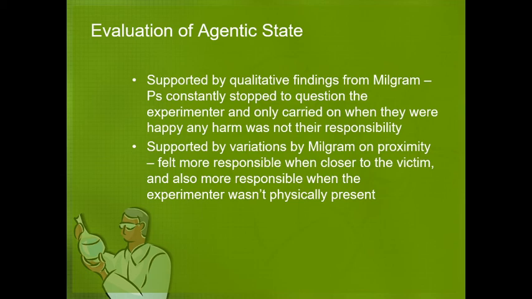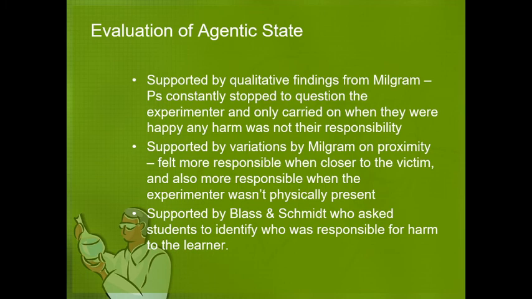It's also supported by Milgram's variations on proximity, as we've already discussed. And it's supported by Blass and Schmidt, who took this scenario, or a similar one, and asked students whose responsibility it is that the learner has been harmed. Is it the fault of the teacher, the participant, or is it the fault of the experimenter? The vast majority of students said it's the experimenter's fault. So that supports the idea of agentic state, because it shows that lots of people perceive that the responsibility is with the experimenter, and that the participant is only acting as an agent.